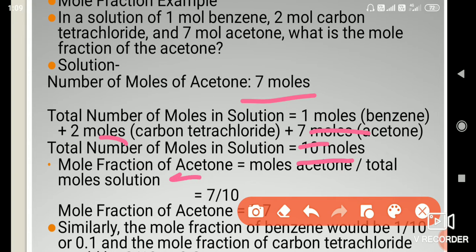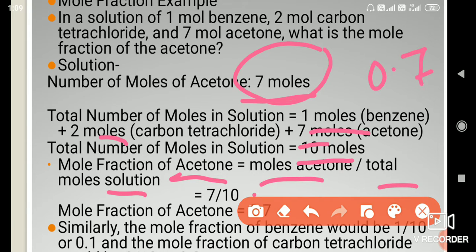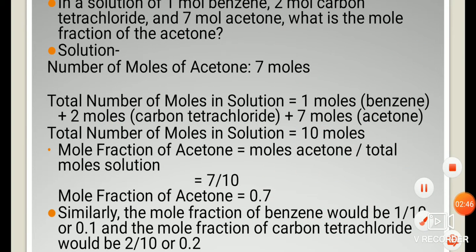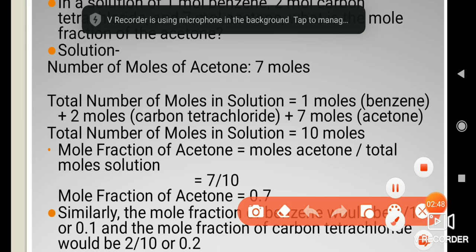So to find the mole fraction of acetone, the ratio is the number of moles of acetone upon the total moles of the solution. The number of moles of acetone is 7 and the total is 10. So 7 divided by 10, the mole fraction of acetone is 0.7. That is the answer: the mole fraction of acetone is 0.7.